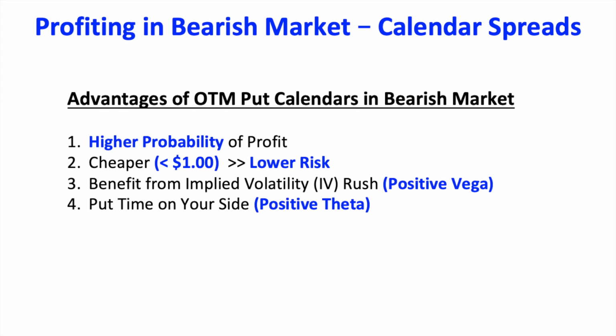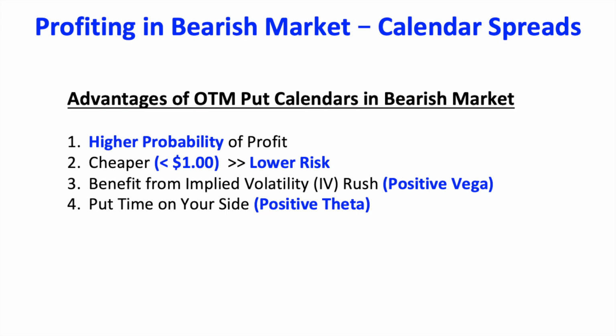Now, why would I use a calendar spread out of the money, and why would I use puts? Well, there's really 4 main reasons. One is that you have a higher probability of profit, and pound for pound, you get this potential profit for a lot less money than most strategies. Typically, we spend less than $1 a contract, and that lowers our risk in the trade. So more probability, less risk.